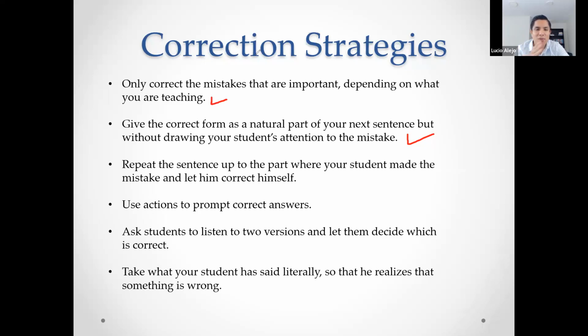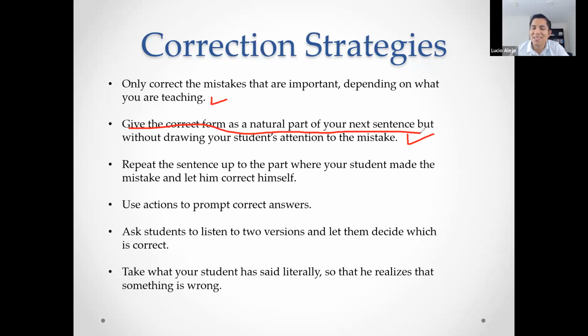So for example, in number 2, basically they say something like this. Imagine you ask a student this question: how was your vacation? Tell me about your vacation. And they say, oh, on my vacation, I go to Piura. You went to Piura, right? Oh, yes, I went to Piura. You see? I didn't tell him, no, don't say go, say went. I just gave them the correct form as a natural part of my next sentence.